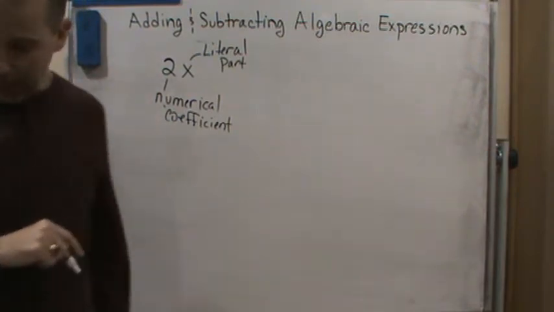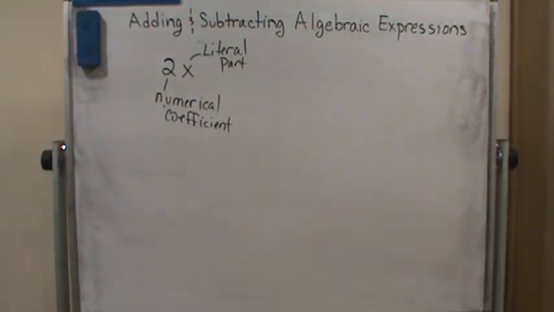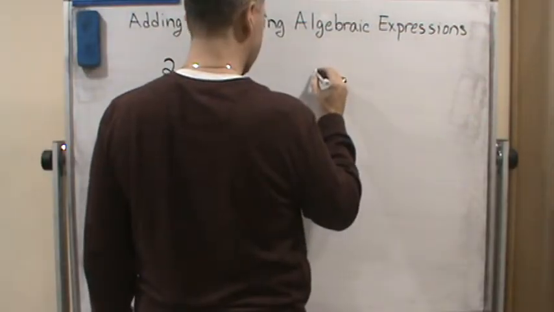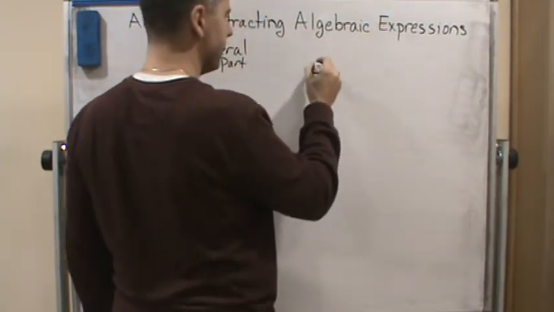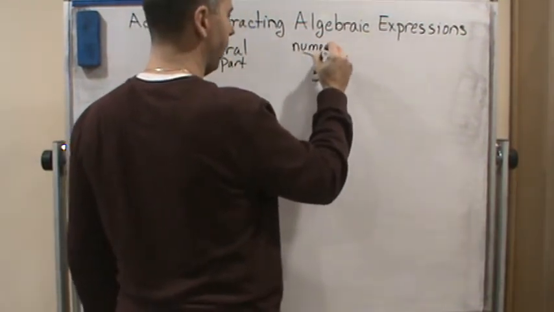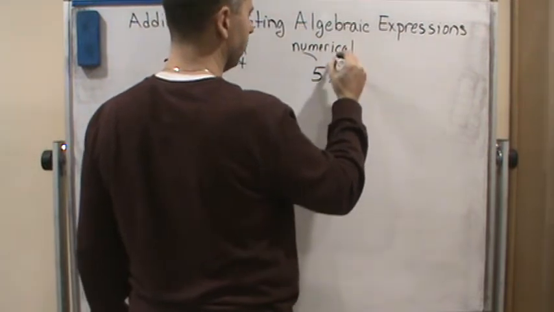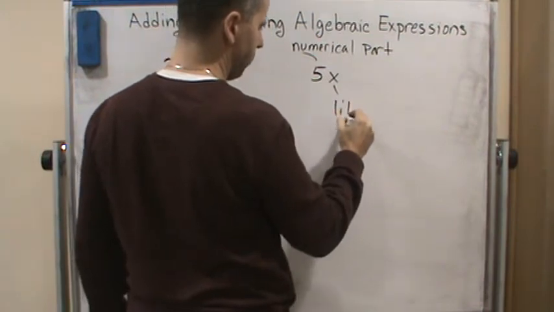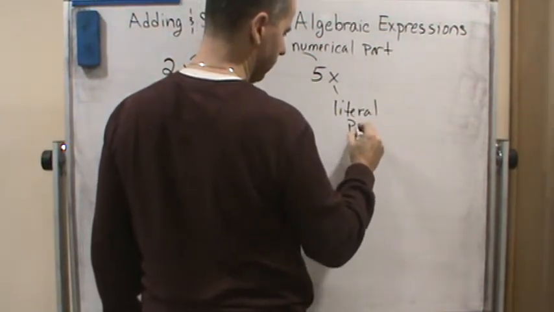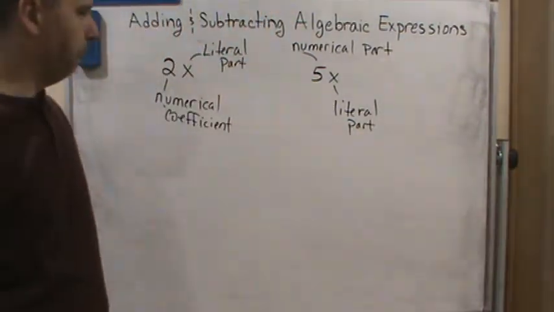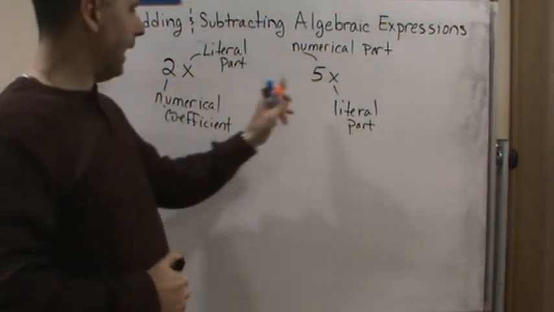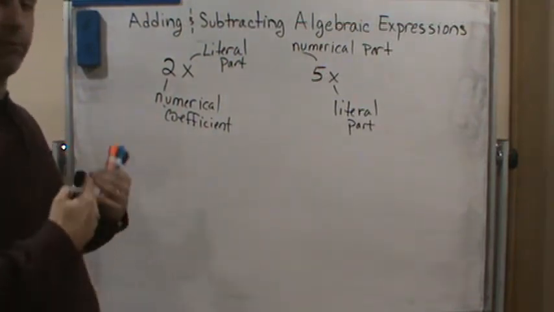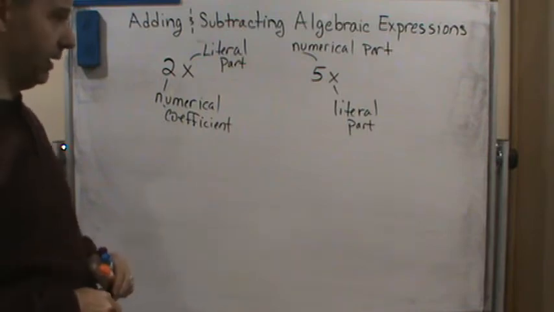Now, let's say I have another algebraic expression. Let's say I have this one. Again, this is the numerical part, and this is the literal part, or the variable part. Now again, if I wanted to combine these two terms, they have to have the exact same variable part or literal part. What does that mean?